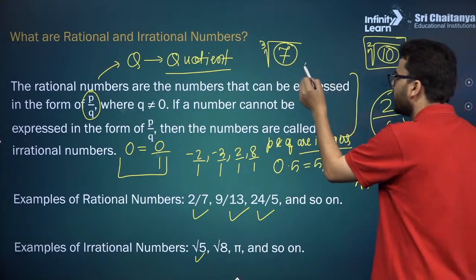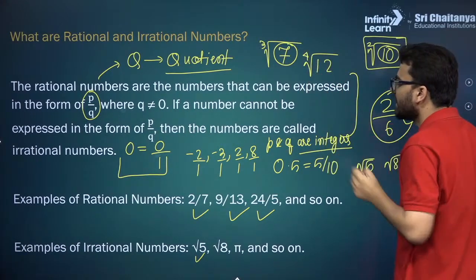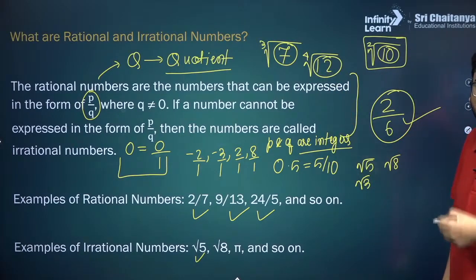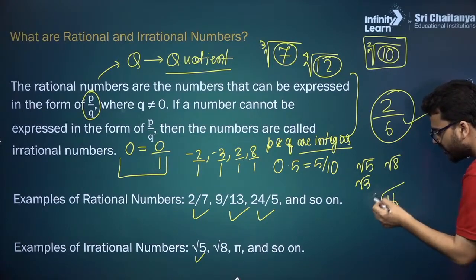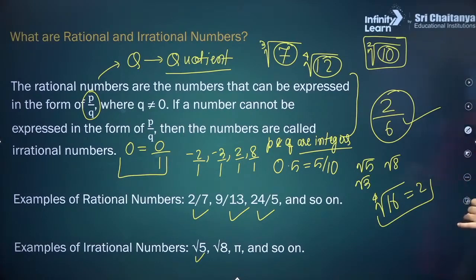So for example, you find the fourth root of 12. Fourth root of 12, this is an irrational number because 12 cannot be written as a fourth power of an integer. For example, this is not an irrational number, you see, because fourth root of 16 will give you 2 over here, right? If you understand it like that. I hope it is clear to you.